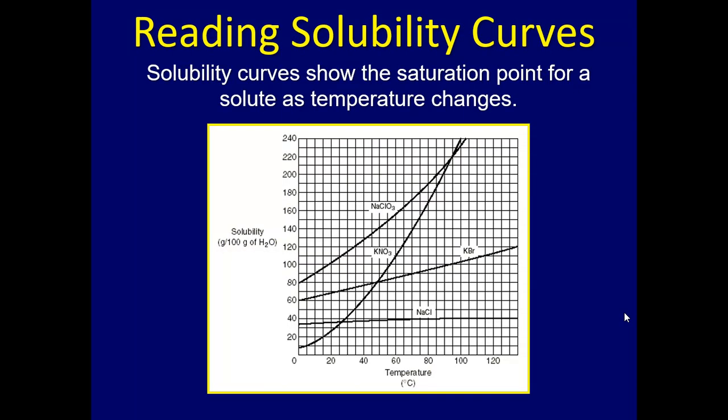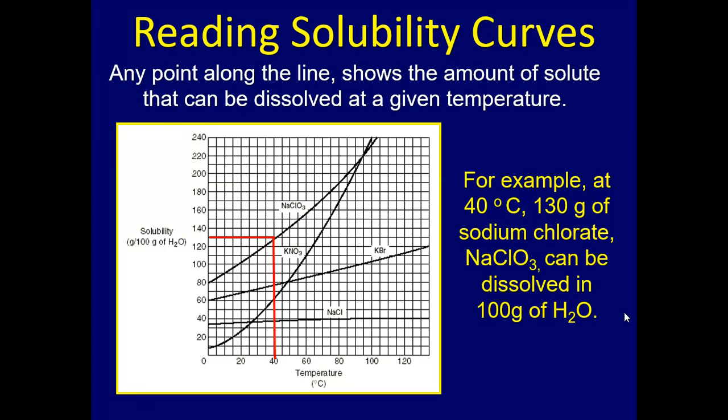In science, we often show solubility on graphs called solubility curves. Any point along that line is a saturated amount. So it lists a saturated amount, but you can also tell unsaturated and supersaturated solutions using these graphs. Once again, any point along the line shows the amount of solute that can be dissolved at a given temperature. A way that you might be asked questions can be seen in this example.